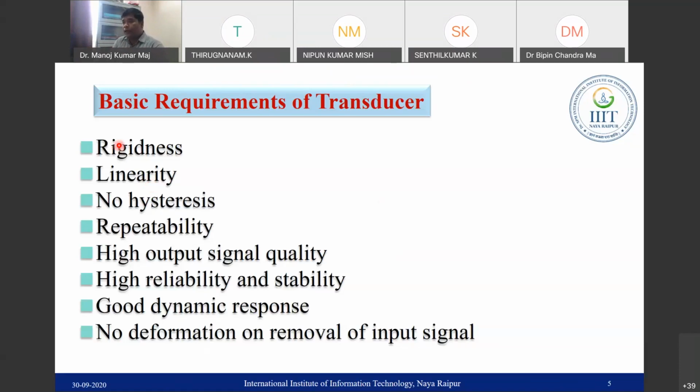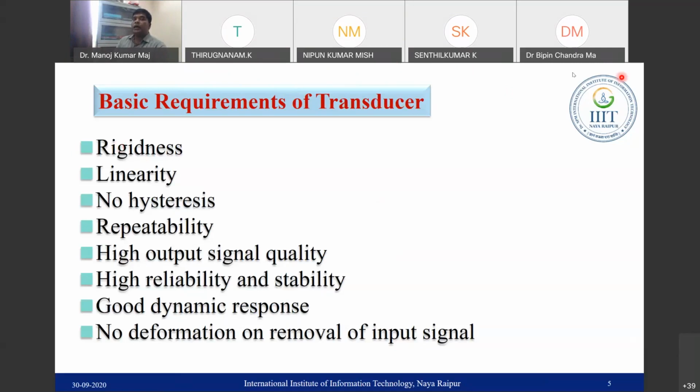Then repeatability is also very important, because the nature of that sensor or actuator can be repeated throughout the detection or throughout the module. You should have a very high output signal quality. The output signal quality should be very high, reliable and stable, and it should have a good dynamic response.